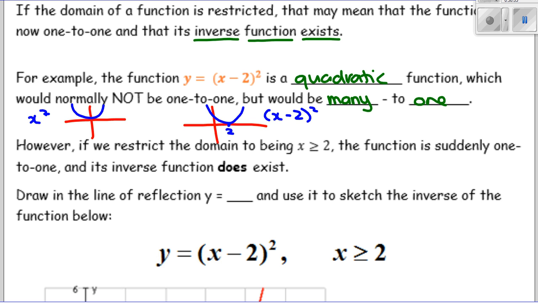So one way we could restrict its domain is to say its domain is x is greater than or equal to 2, meaning from this part upwards only. Then the function is suddenly one-to-one, and its inverse function does exist. Another way, they could say x is less than 2, so it could just be that part instead.